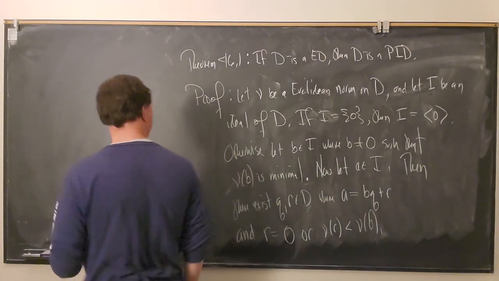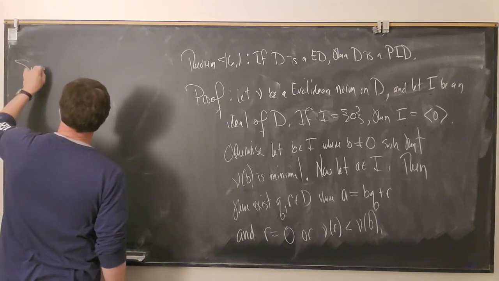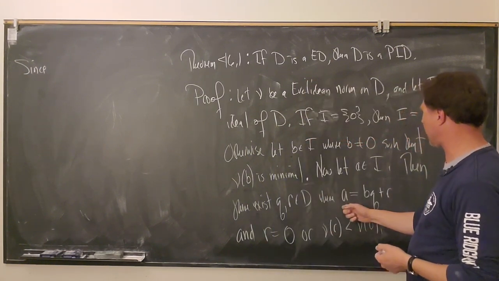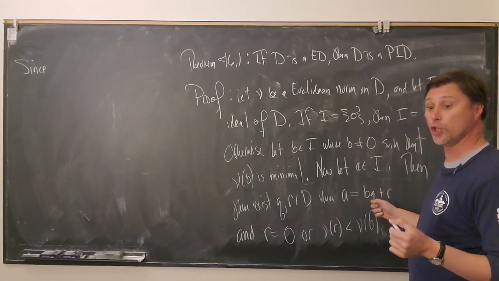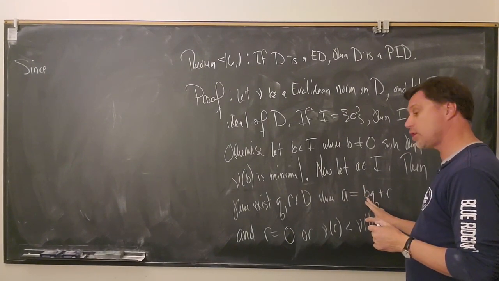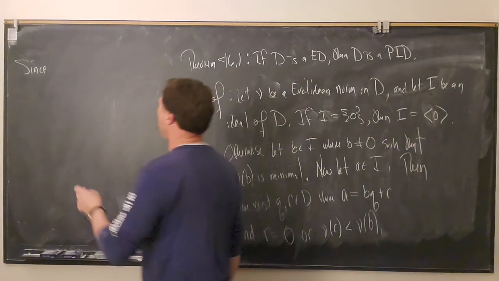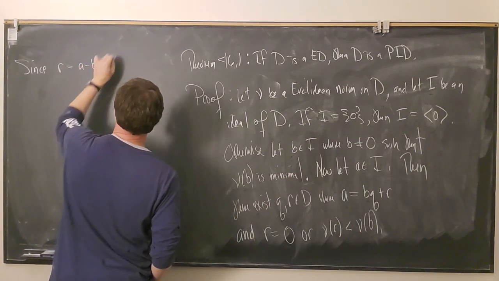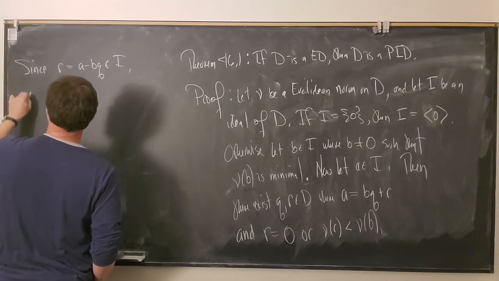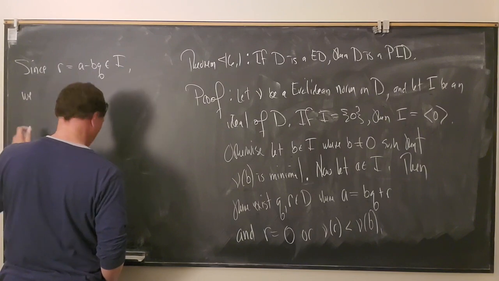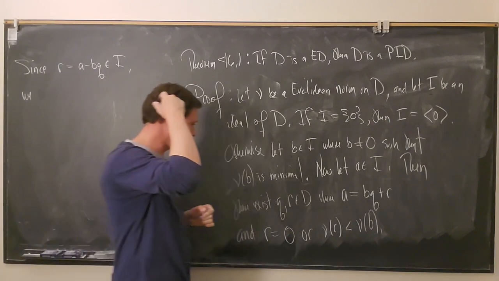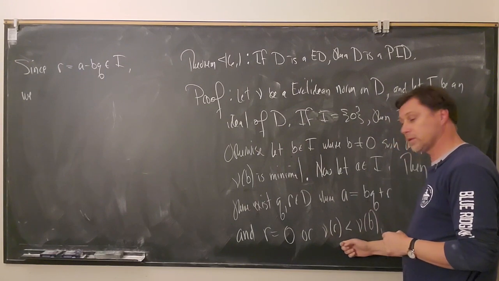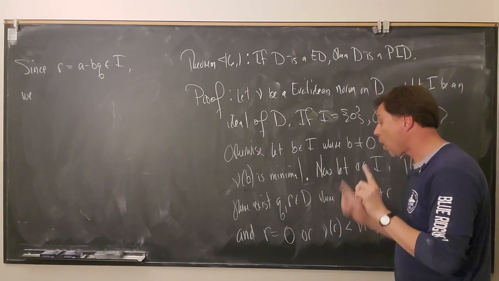Now, let's look at r. This proof is basically the same proof that we do for the integers and the same proof that we do for polynomials. So now we're going to notice a lives in capital I, b lives in capital I, which means bq lives in capital I, which means the difference, a minus bq, lives in capital I. So since r, which is equal to a minus bq, is an element of capital I, now what? Well, we've got two options: the norm of r is less than the norm of b, or r equals 0.